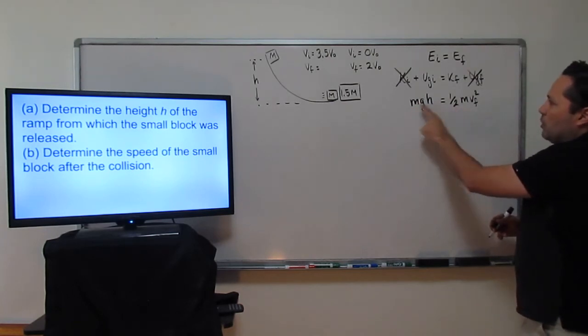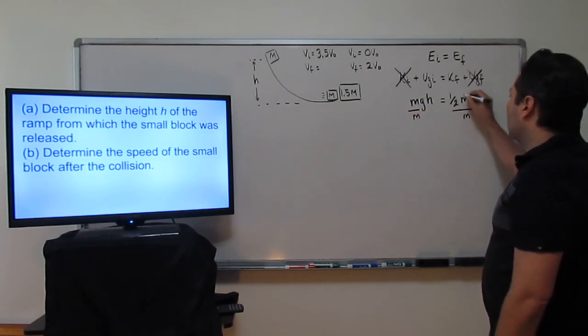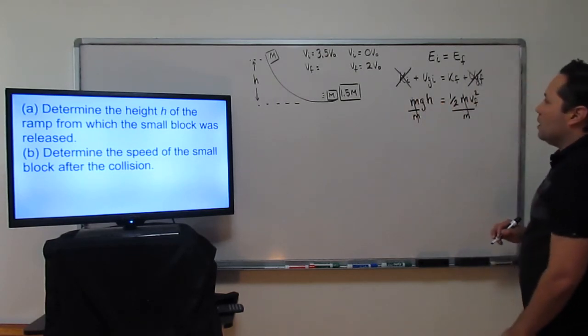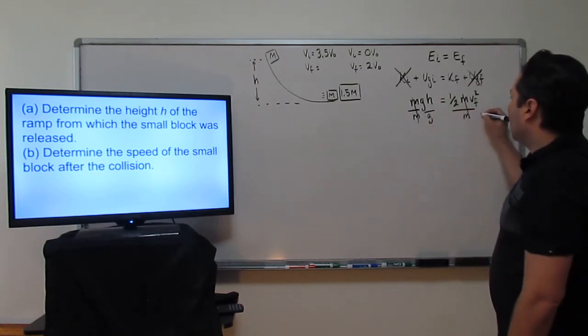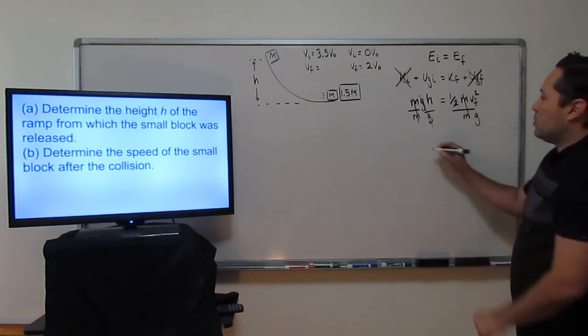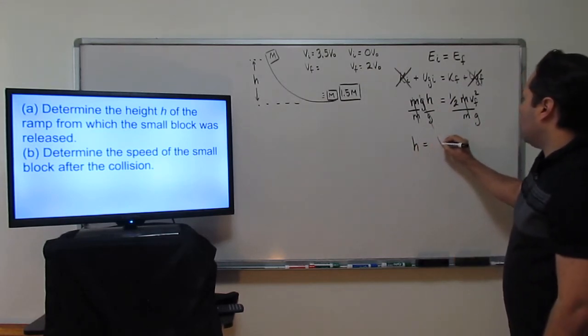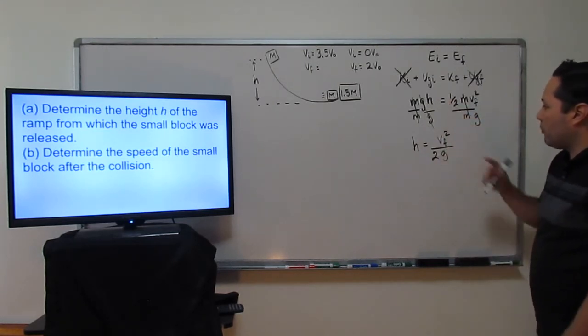First of all, we can get rid of the mass. Look at the mass on both sides. We can get rid of that by dividing by mass on both sides. Next, I'm going to divide by G on both sides, so that can cancel out as well. That's going to give me H is equal to V squared over 2G, because of the half.